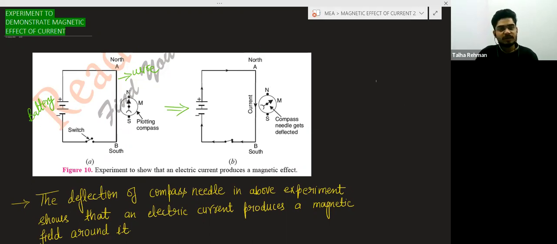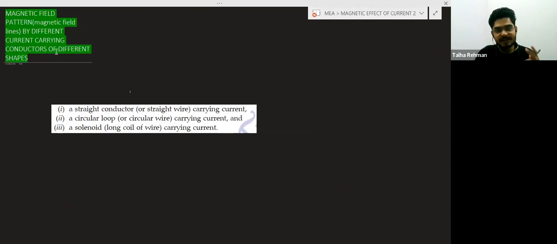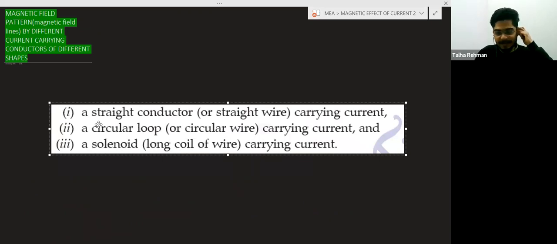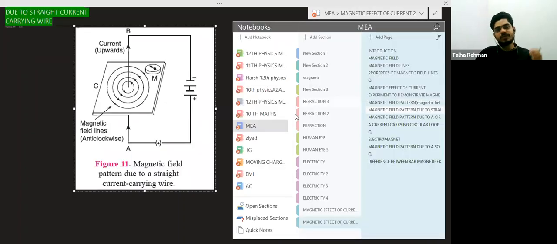So, magnetic field pattern due to current carrying conductors of different shapes. First we will see the magnetic field pattern due to a straight conductor or straight wire. After that we will see the magnetic field pattern due to a circular loop or circular wire carrying current. And after that we will see the magnetic field due to a solenoid. Okay. So, magnetic field due to a straight wire.